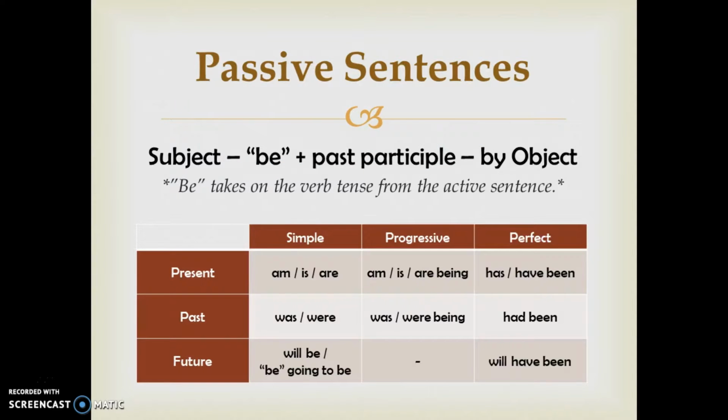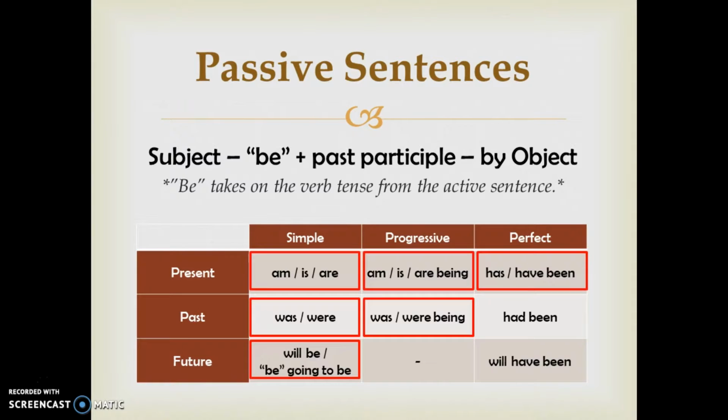So here's a little chart showing how that be verb changes depending on which verb tense you're using. So you can take a look. If you feel like you want to pause the video to take some notes, you can go ahead and do that. Today we're not going to practice all of those verb tenses. We're just going to work on these 6 because the past perfect and the future perfect are less common in passive. And you can see usually we do not use the future progressive at all in the passive tense.